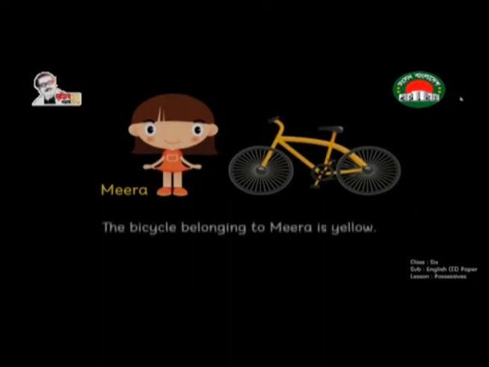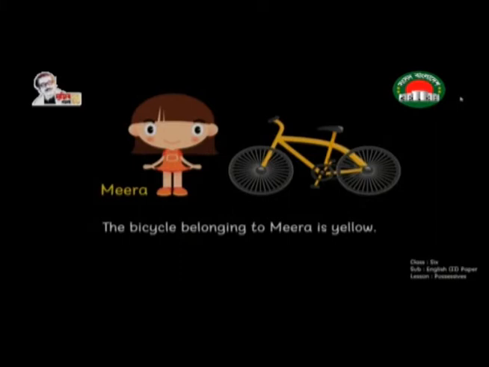Let's say this is Mira and she owns this bicycle. So you can say the bicycle belonging to Mira is yellow. But that's pretty complicated and has made the sentence much longer. We have a better way to say that.